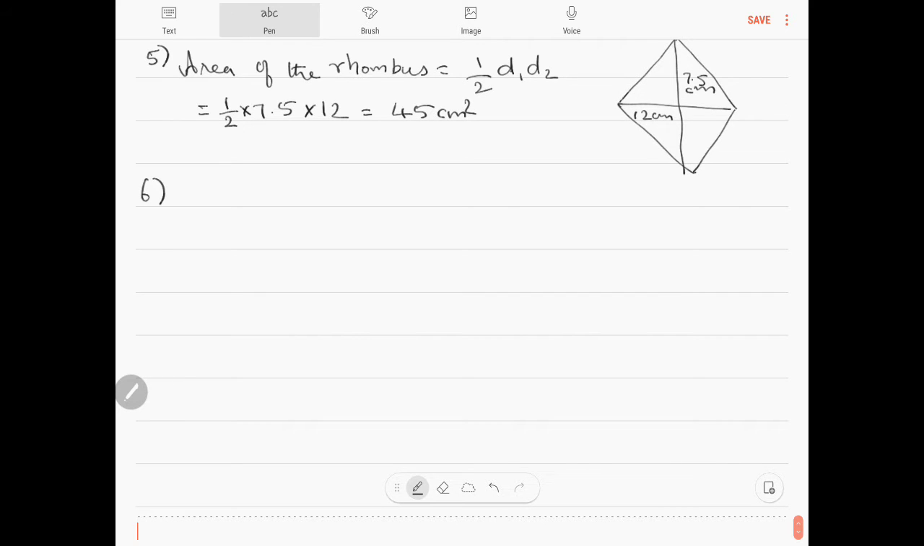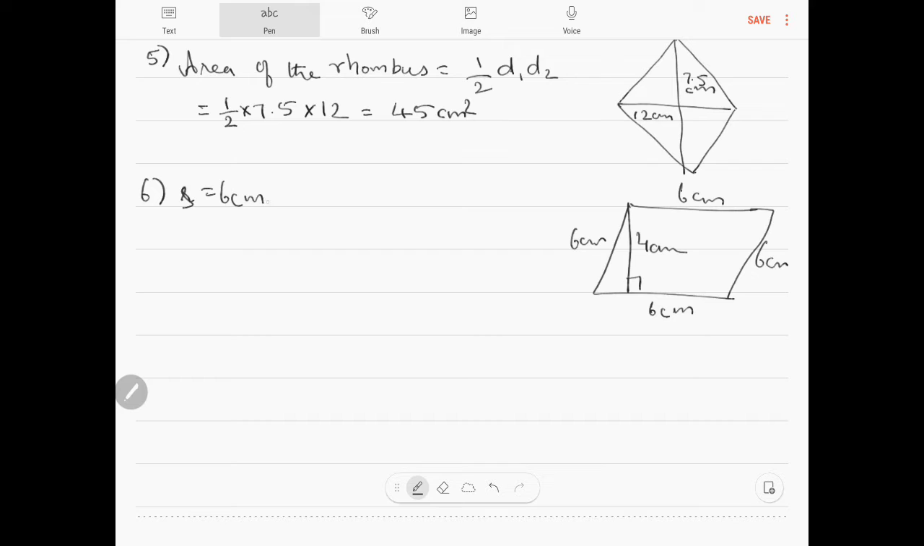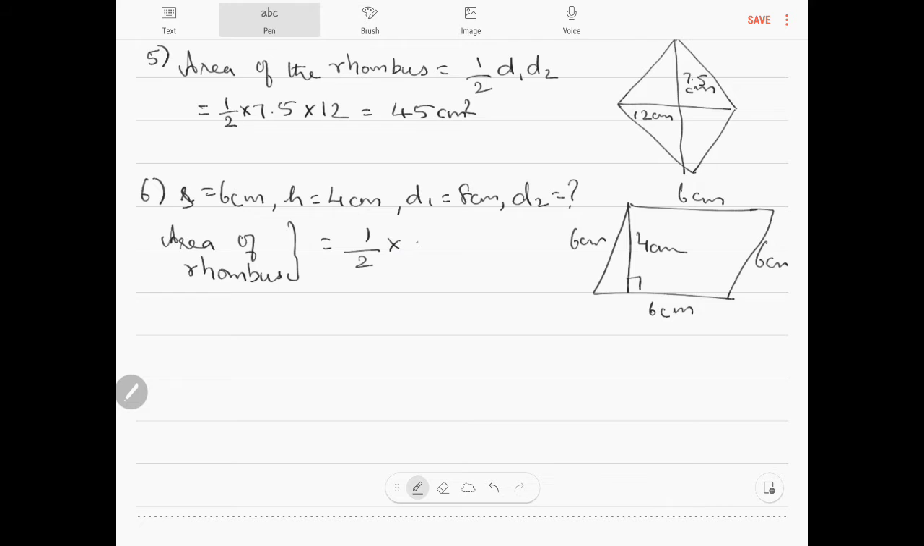Problem number 6. Find the area of a rhombus whose side is 6 cm and whose altitude is 4 cm. If one of its diagonals is 8 cm long, find the length of the other diagonal. This is 6 centimeter on each side. This is perpendicular, this height is 4 centimeters. So side is 6 centimeter, height is 4 centimeter. D1 is 8 centimeter, find D2. Area of rhombus is half into D1 into D2. 24 it is given, half into 8 into D2. D2 is 24 into 2 by 8, which is equal to 6 centimeter.